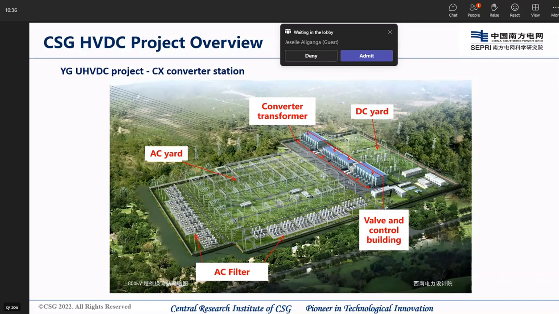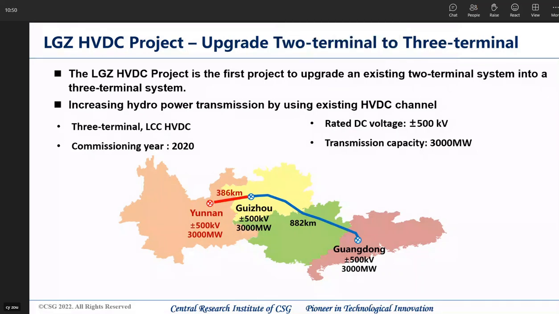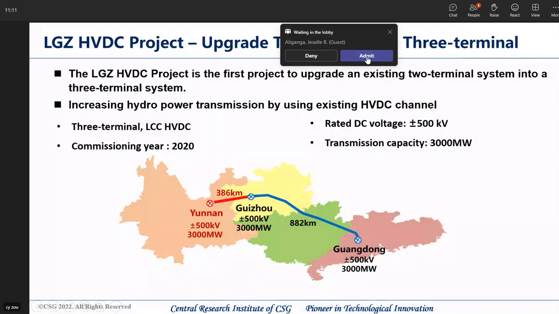In 2020, we built the Lu Gaozhao HVDC project. This is the first project to upgrade an existing 2-terminal system into a 3-terminal system. We did so because the electric power in Guizhou is no more abundant, so we don't want to waste the capacity of the HVDC system. So we extended the HVDC system and built a 3rd terminal to Yunnan. So there is more energy waiting to be transmitted to Guangdong.